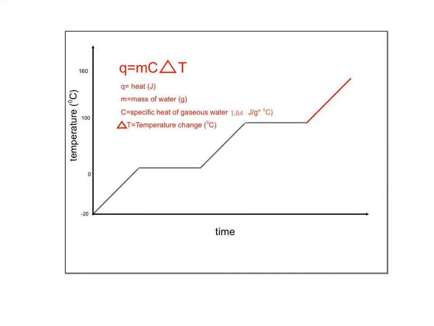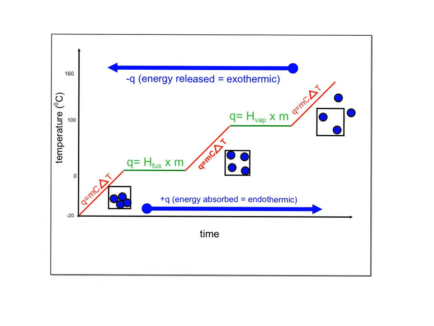Hopefully you see the pattern, slanted line. We're going to use Q equals MCAT. So to find the heat, we're going to take the mass times the specific heat of water when it's a gas, times the temperature change. So for this graph, it looks like we're stopping at 160. So the temperature change would be from 100 to 160, so our temperature change would be 60 degrees Celsius. So here's the full picture, all of the different lines with the calculations. Hopefully you see the pattern.